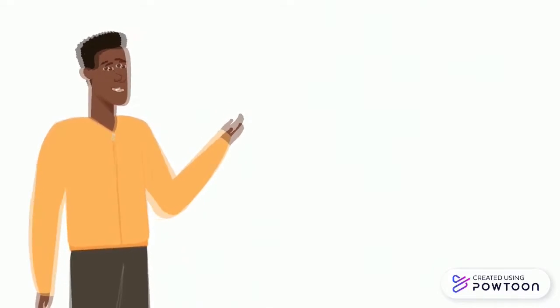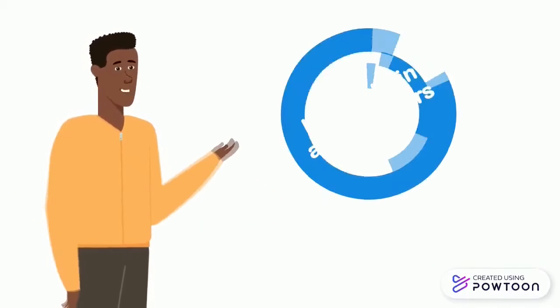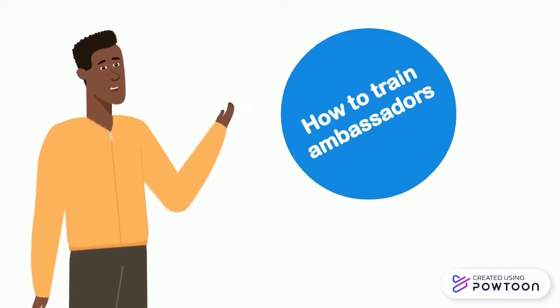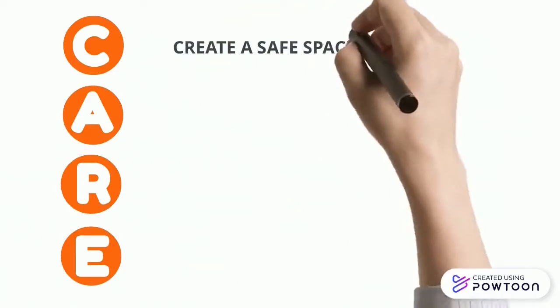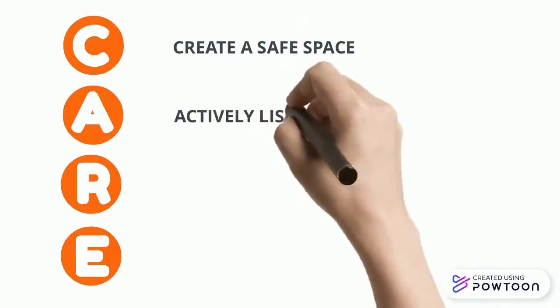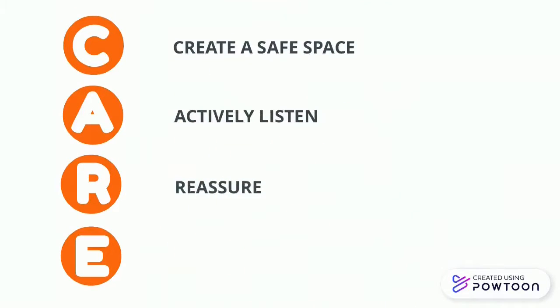This session will guide you on how to train ambassadors to use the CARE response to provide adequate peer support. The CARE approach will guide ambassadors to create a safe space, actively listen to their peers, reassure them that they are not alone, that all their feelings are valid, and they will not always feel this way, empower and support them to identify their needs and access more support.